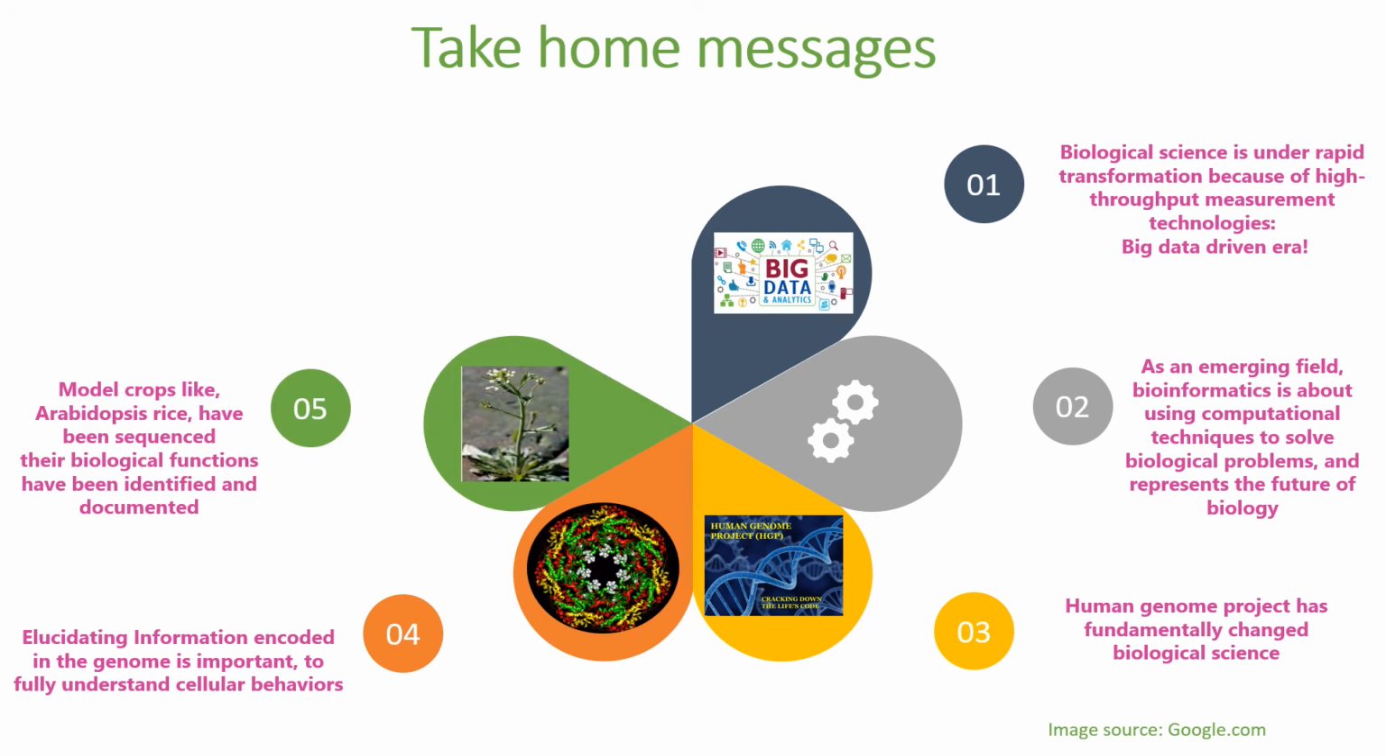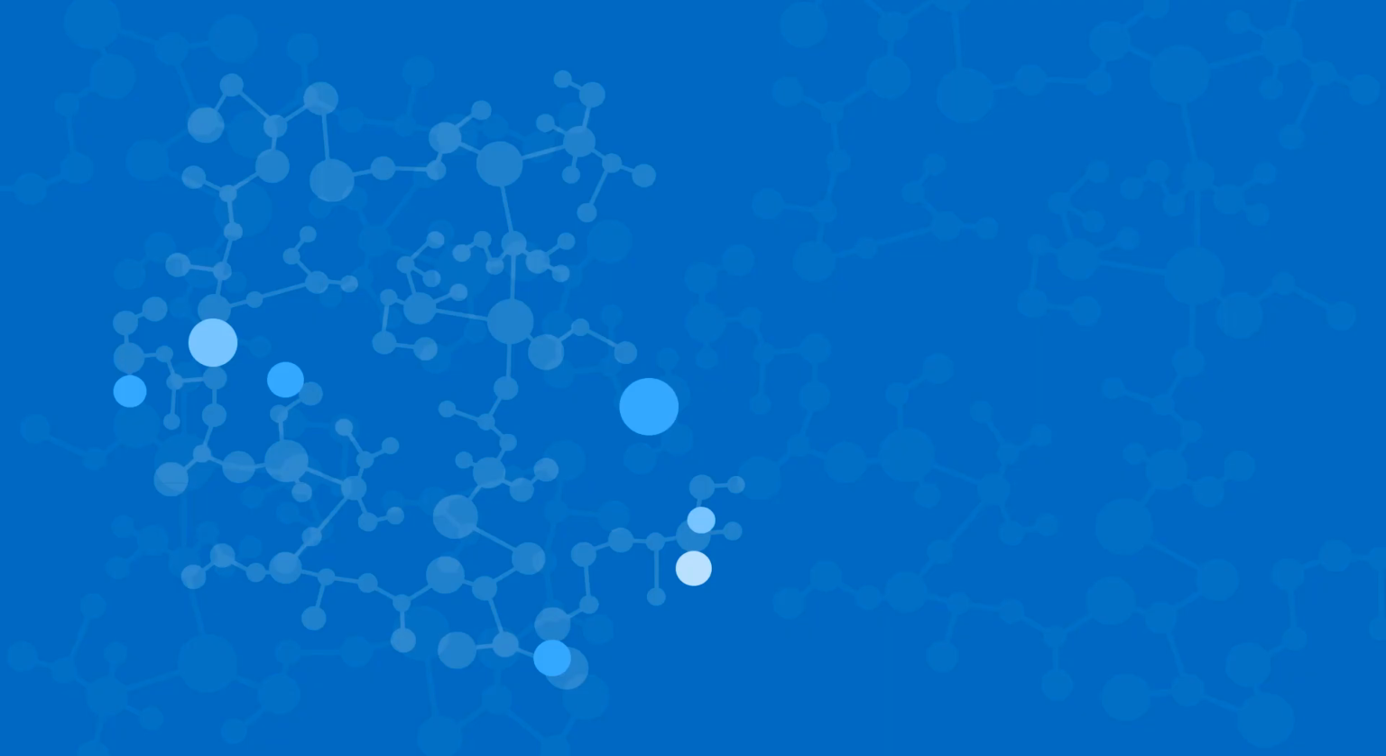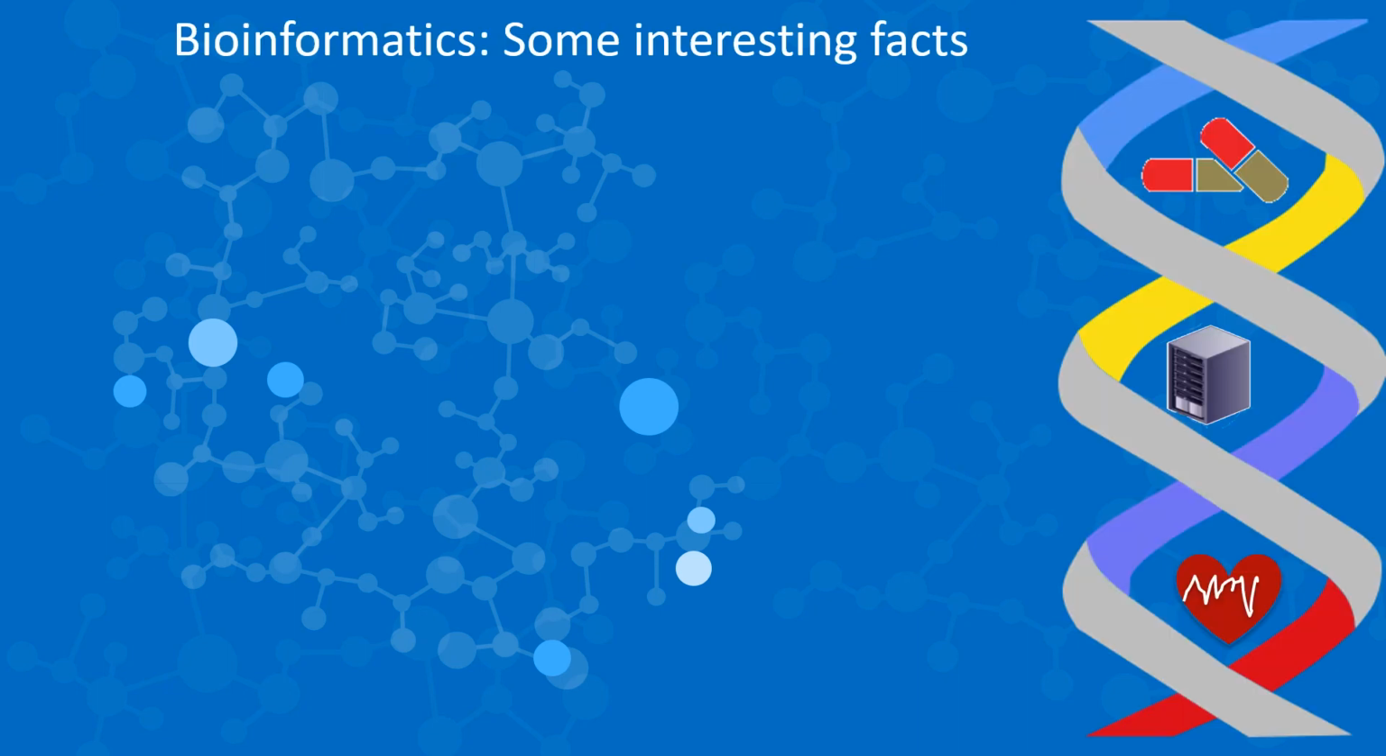Over the years, many genomes for the model crops have been thoroughly studied, for example, of Arabidopsis and rice. For a new protein, scientists can possibly predict its function by identifying well-studied proteins in other organisms that have high sequence similarity, by the process called comparative genomics. Towards the end, let's know some of the interesting facts related to bioinformatics.